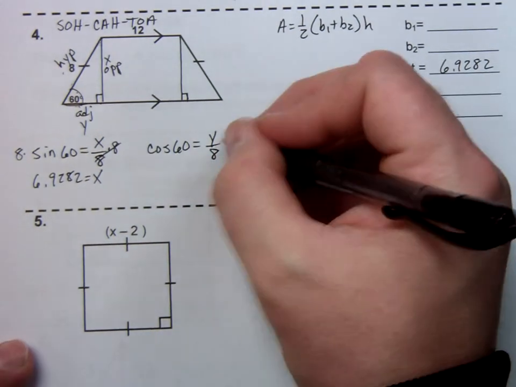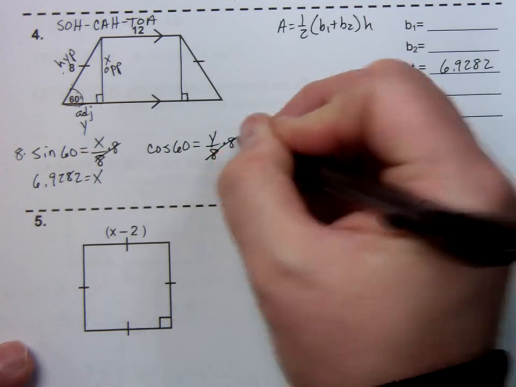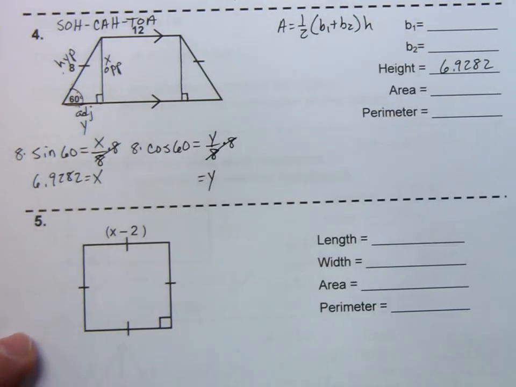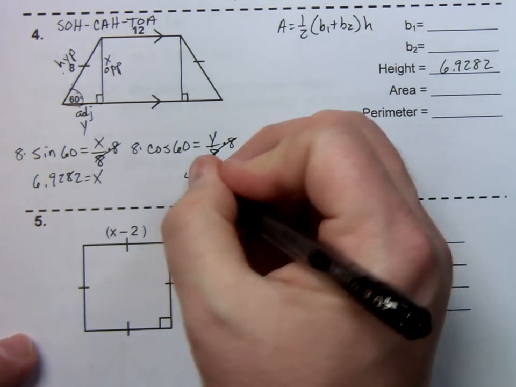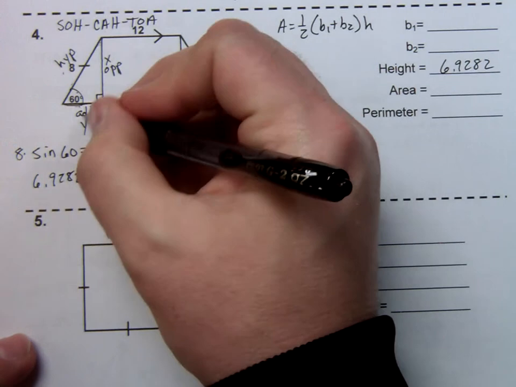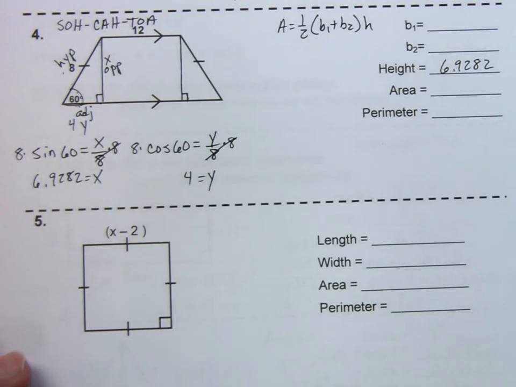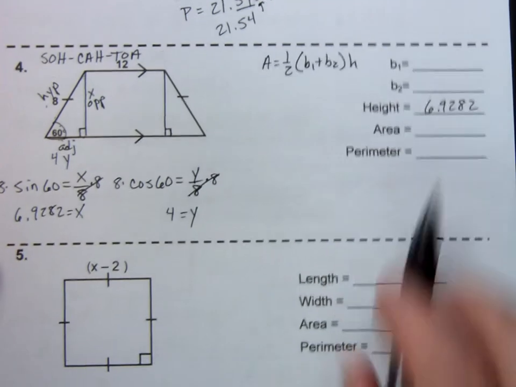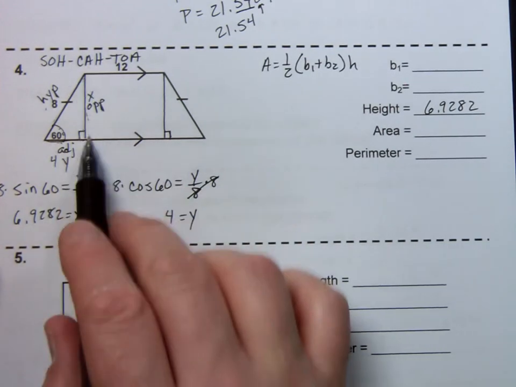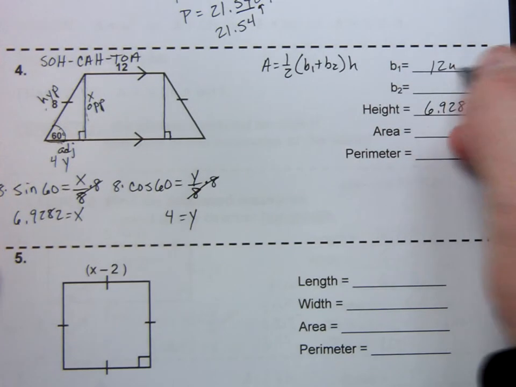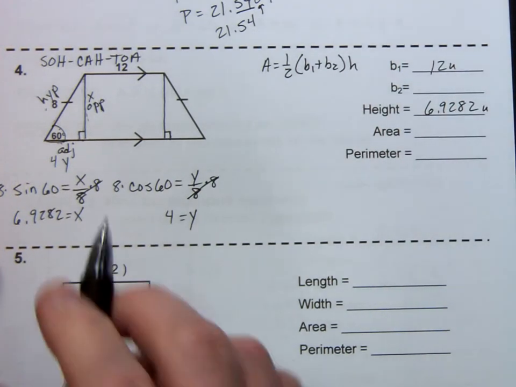Y is currently being divided by 8, so I'm doing the opposite operation, multiplying by 8, so I can get y by itself. And 8 times the cosine of 60 is 4. So I know this y is 4. Alright, so I found the height, 6.9282. We already knew one of the bases was 12 units. And we just found out this piece is 4.